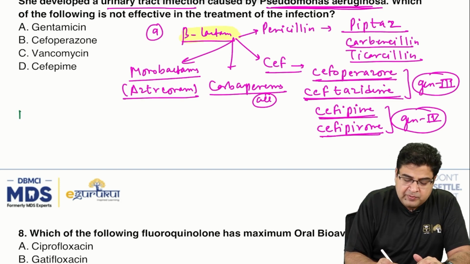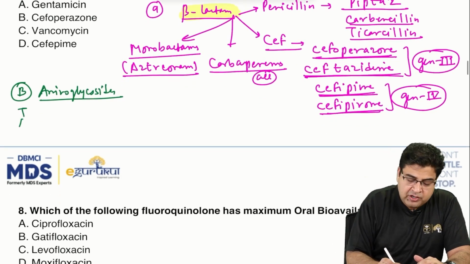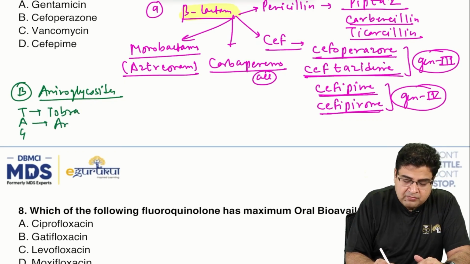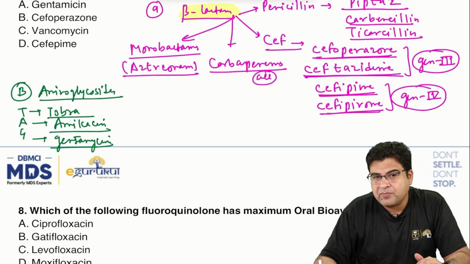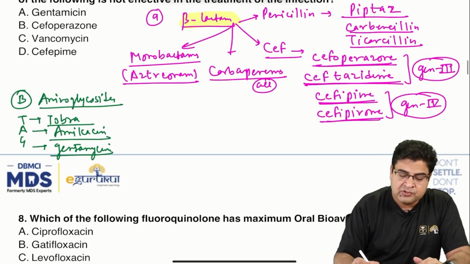Now the second group of medicines which are given for Pseudomonas, we have aminoglycosides. So which aminoglycosides have got approval for Pseudomonas? Medicine names are tobramycin, amikacin, and we have a drug gentamicin. So tobramycin, amikacin, gentamicin, these are the aminoglycosides given for Pseudomonas.